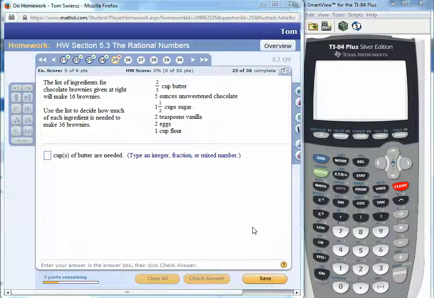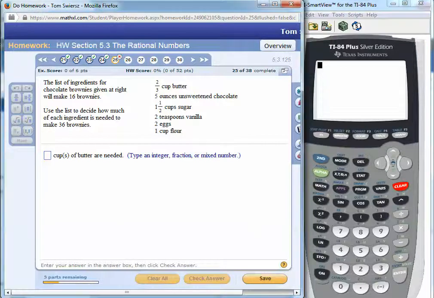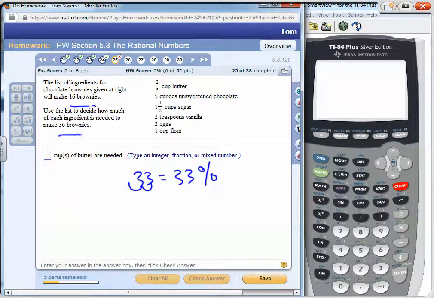Let's begin with problem number 25 from section 5.3. Problem 25 states that the list of ingredients for chocolate brownies given at the right will make 16 brownies. We want to go ahead and do it for 36 brownies.